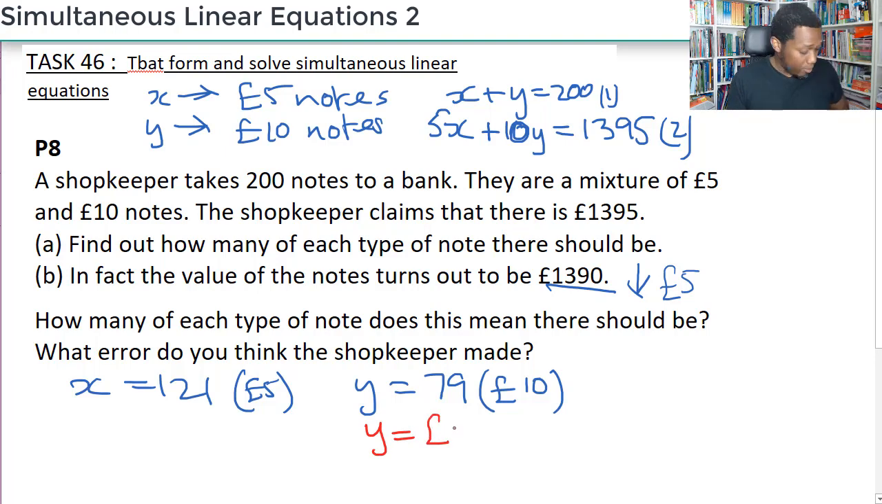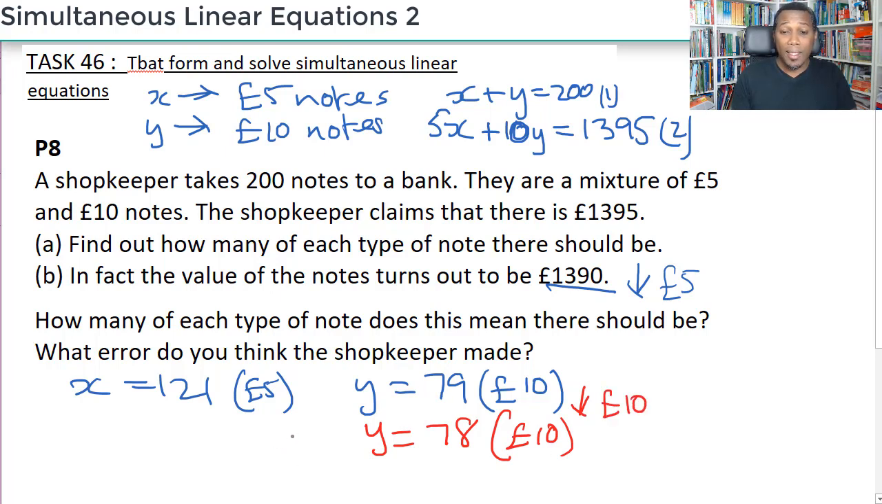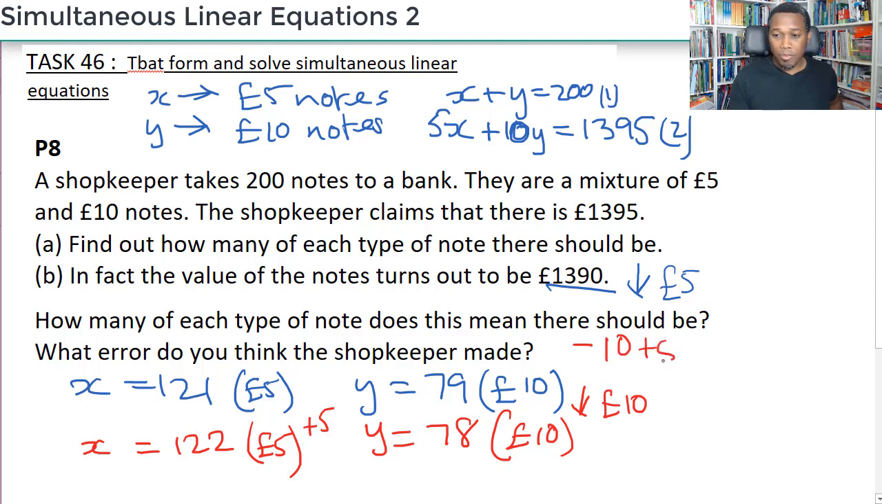Y needs to become 78. If you do Y is going to be 78, that's a further reduction in 10-pound notes. So that means you went down 10 pounds if you do Y is 78. And then if you do X is equal to 122, in terms of 5-pound notes, you increase. You're adding 5 pounds. The effect of taking away 10 and adding 5 will be a reduction of 5 pounds. So in other words, what we've done is minus 10 plus 5. Minus 10 plus 5 is a reduction of 5 pounds.